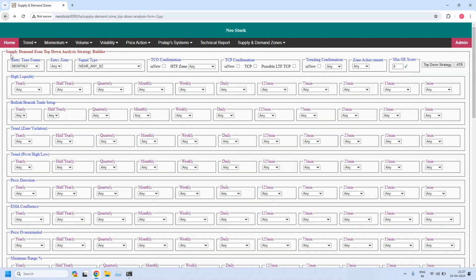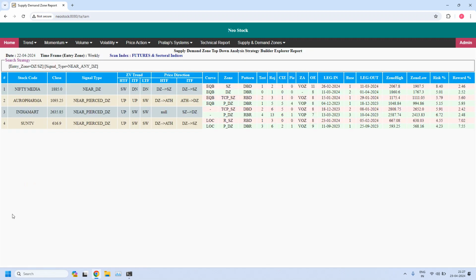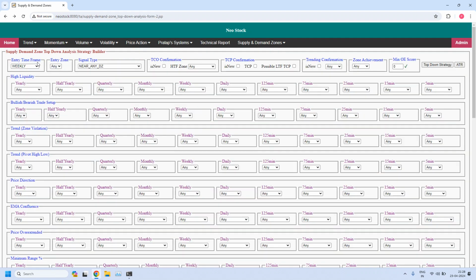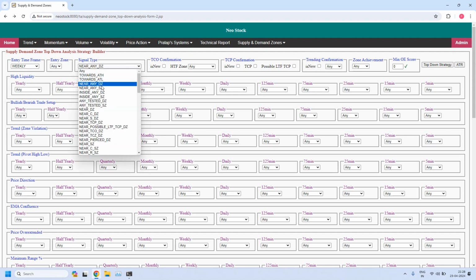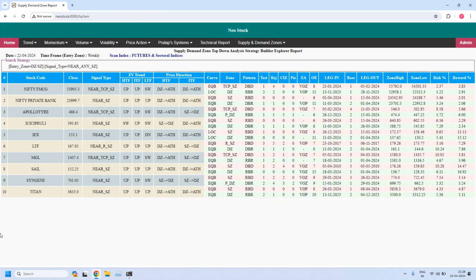So I am going back, changing the time frame to weekly. Let us find the stocks near weekly demand zone. So these 4 stocks are near to the weekly demand zone. So let me go back. For weekly time frame, let us find the stocks near weekly supply zone. So these 10 stocks are near weekly supply zone.